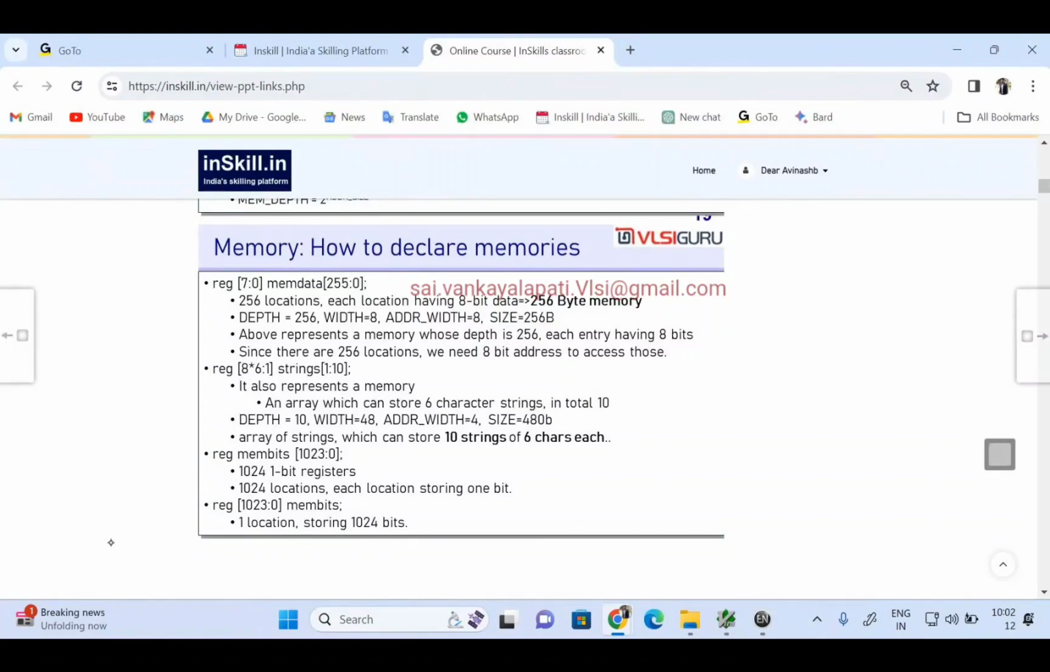The depth is 256. The width is 8 bits. The address width is 8. Then what is the size? Size is 256 into 8. 8 bits is 1 byte. So I can call the size 256 bytes.